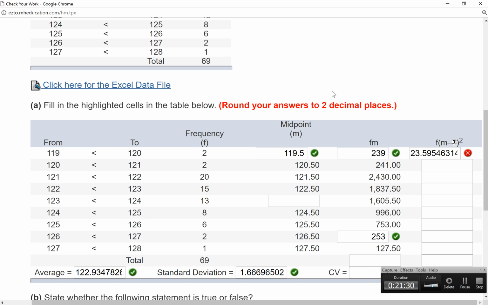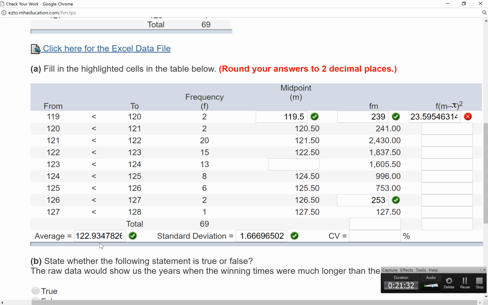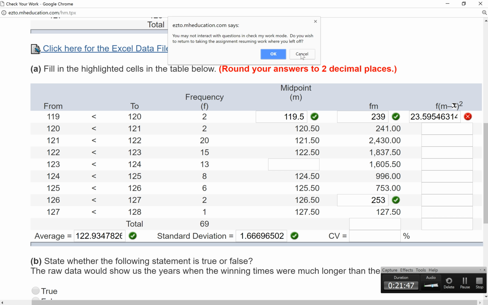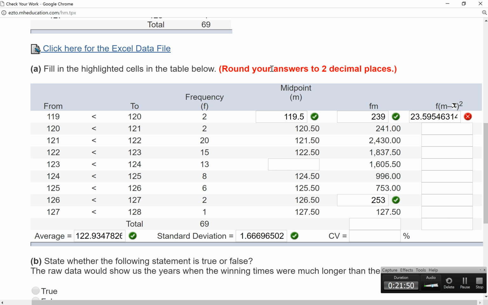Okay, so what's going on? I got the average right, and I got the standard deviation right, but I didn't get this right. What's the problem? The problem is I didn't read all the instructions. It says here, round your answers to 2 decimal places. And a lot of times you can get away without rounding at all, and I wish the Connect people would just put that as kind of the default, but sometimes they say round to 2 decimal places. So how do I do that in Excel?